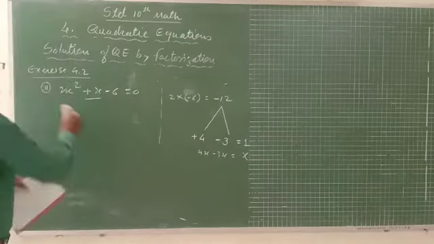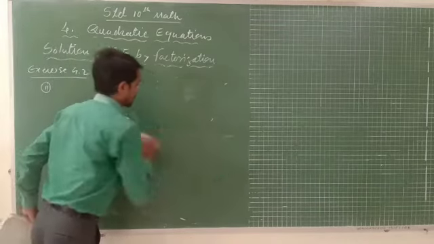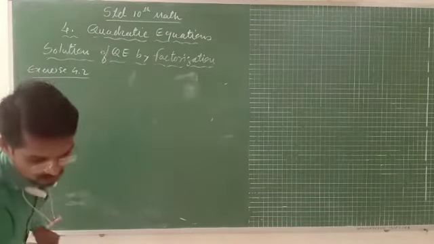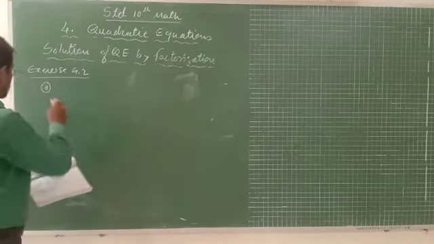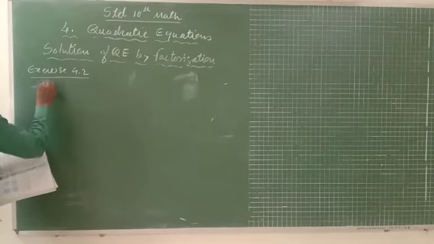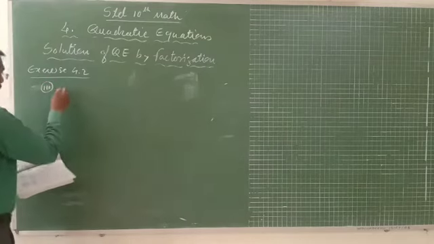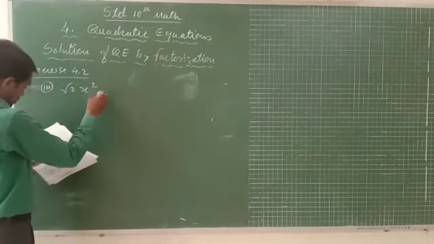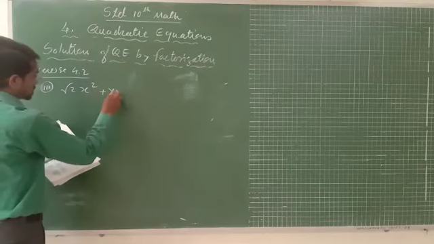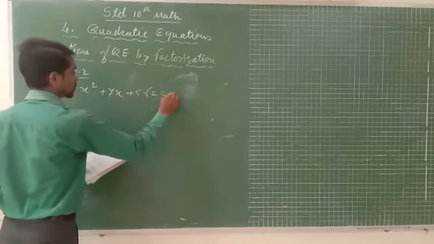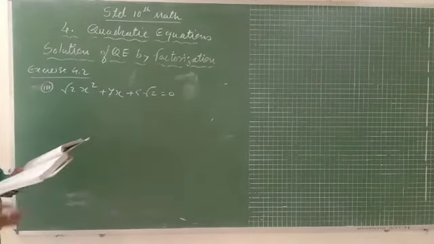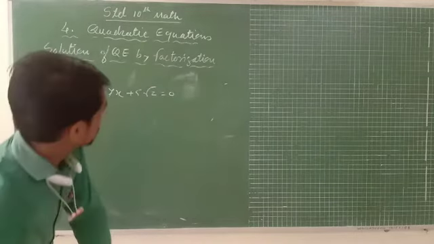Okay, the further examples you have to solve. Then the third one. Third, root 2 x square plus 7x plus 5 root 2 is equal to 0.